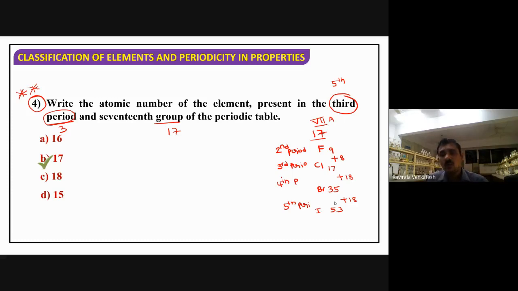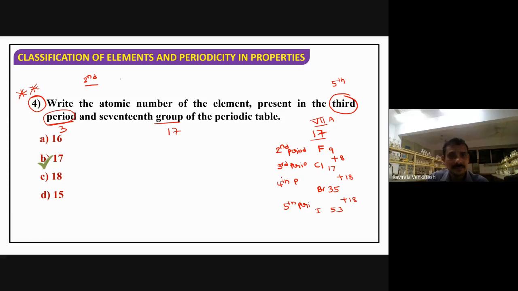If they ask what is the first element of the 16th group, you have to say oxygen. What is the first element of the 13th group? You have to say boron. If you know that one, you will get the answers. So that is the reason I'm saying: second period elements, you compulsorily need to remember.